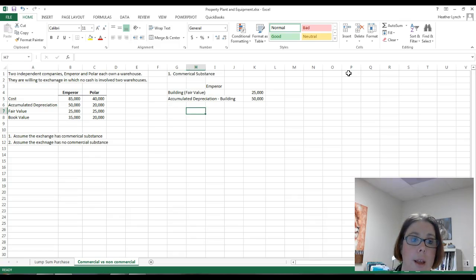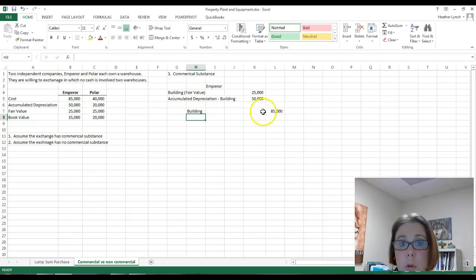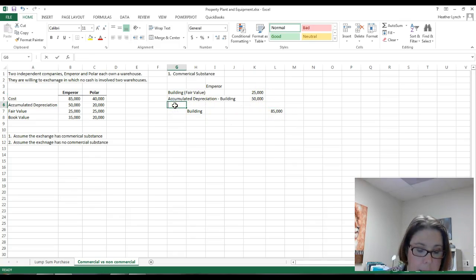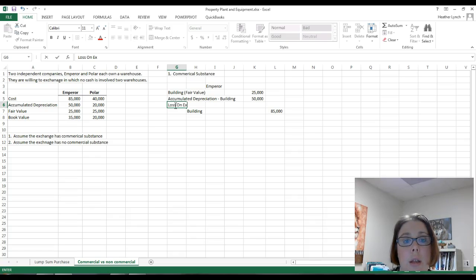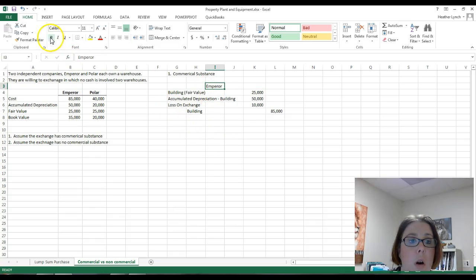Now he got rid of his building, and his building had a cost of $85,000. So we'll reduce this by the $85,000. So here we have a total of $75,000. He acquired a new building for $25,000. He had $85,000 in his old one, so he has a loss on exchange. And that is for, let's see, we had $75,000, we had $85,000, so we have $10,000 as a loss on exchange. So that was for Imperial.